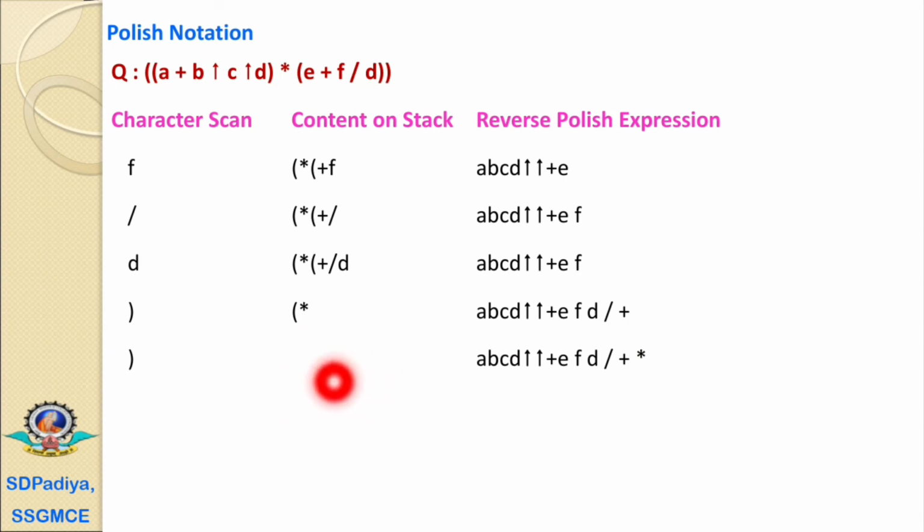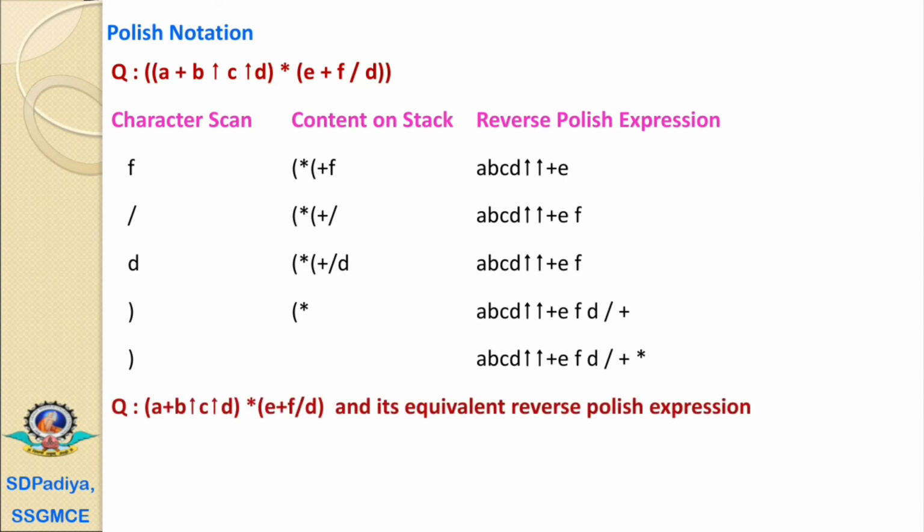At last, on the stack there must not be any value, not any operator, not any operand. That is, for the given expression, the reverse Polish expression is A, B, C, D, upper directional arrow, plus, E, F, D, slash, plus, multiplication.